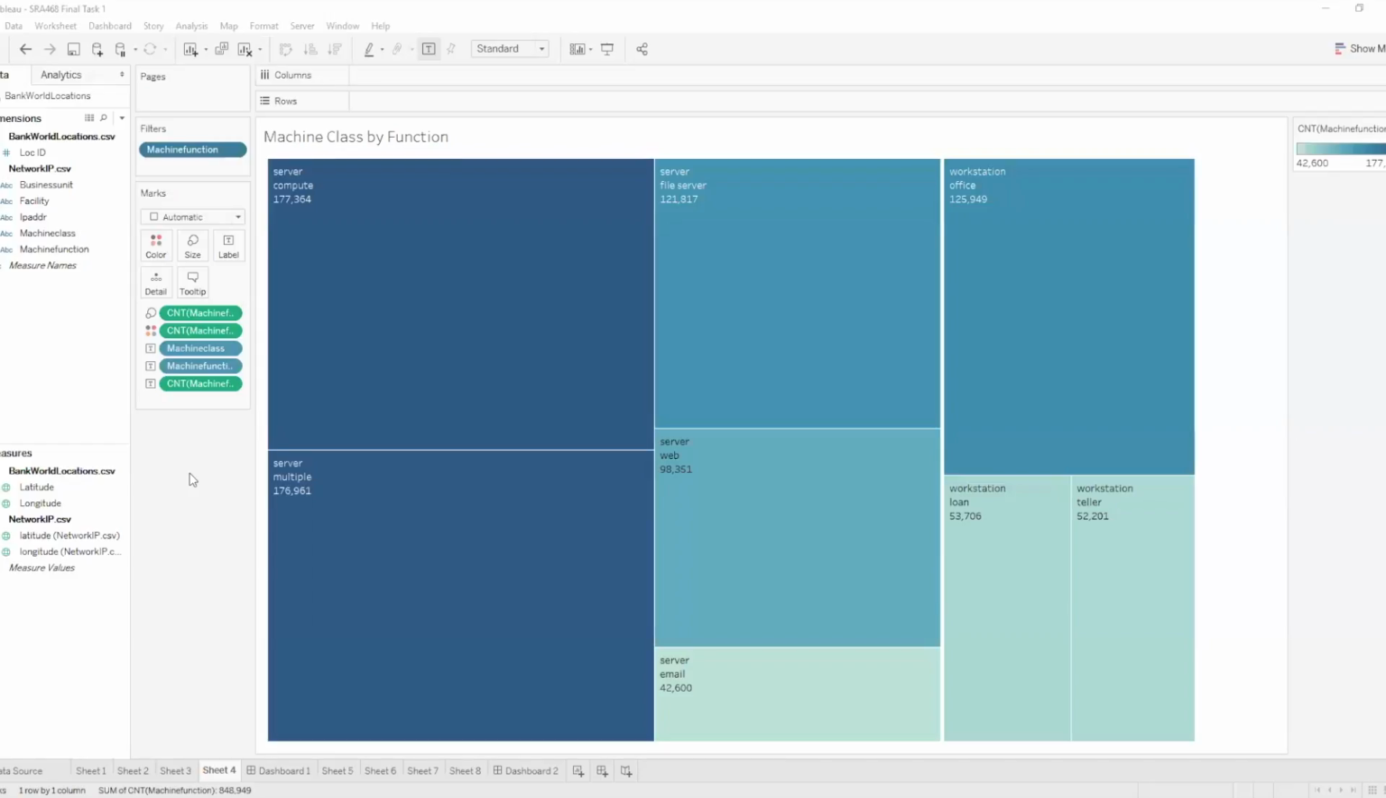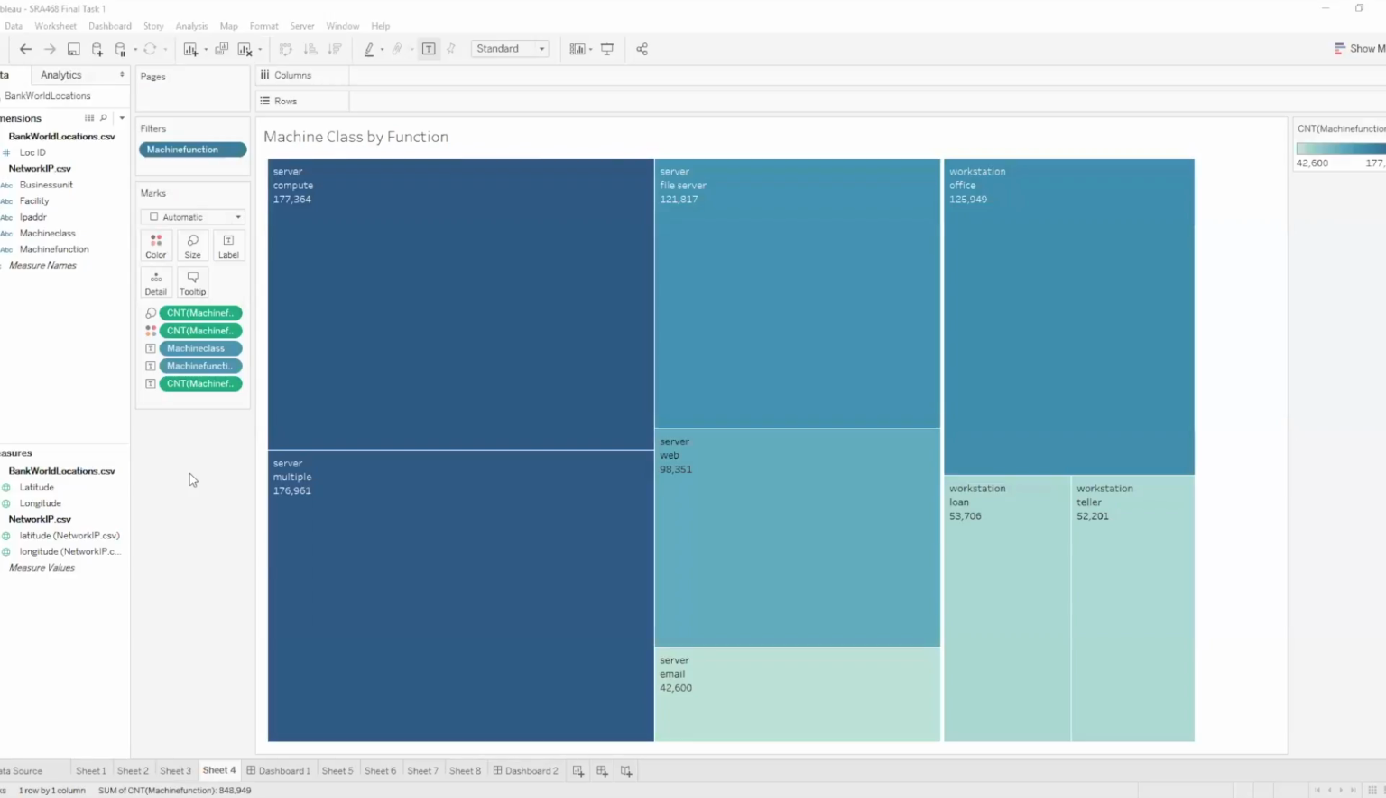The tree map visualizations allow us to see that there are three categories of machines: servers, workstations, and ATMs, as well as different categories that each machine class fits into. Workstations are either tellers, loans, or offices, and servers are either web, email, file server, compute, or multiple. All ATMs are classified as ATMs for their function. The tree map also shows that the server class is the highest quantity, followed by workstations, and finally, ATMs.